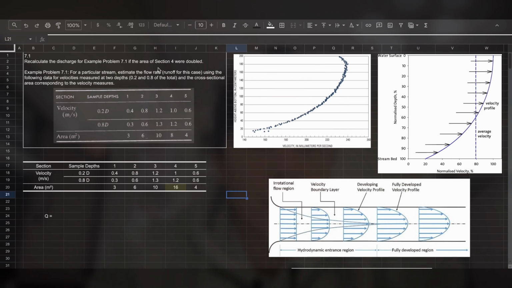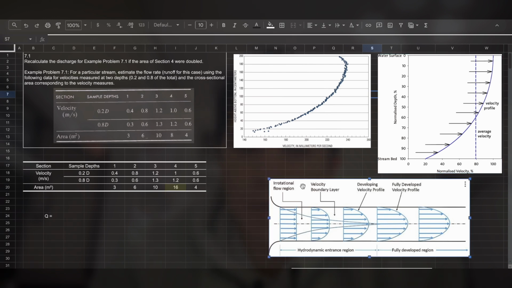So all we need to do here, I'm going to explain it. We need to change the section 4 here. We need to double that and make it 16. I have it down here already where I have doubled this value from 8 to 16. And let's solve it, and then I'm going to explain these graphs here that I have.